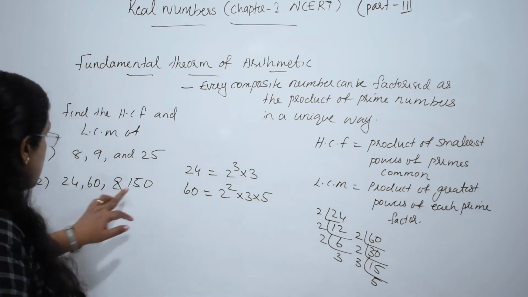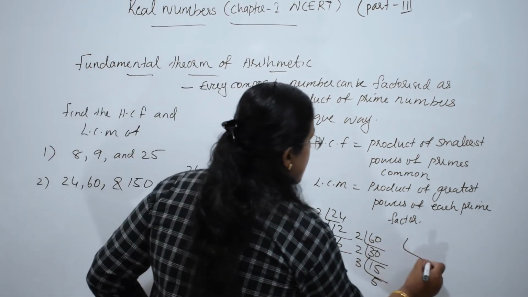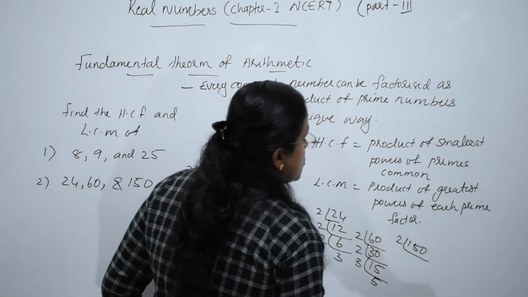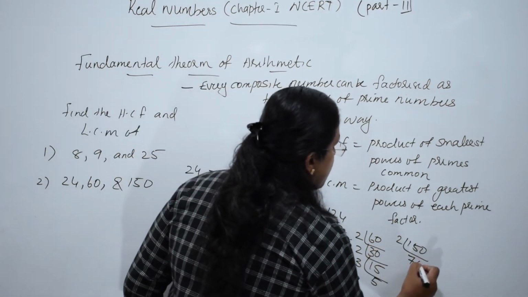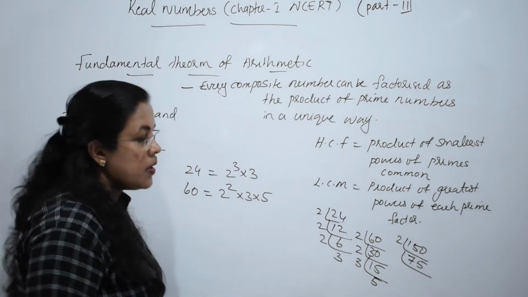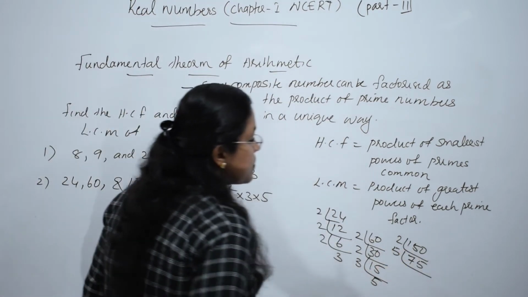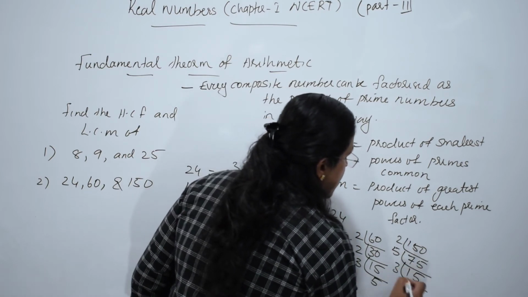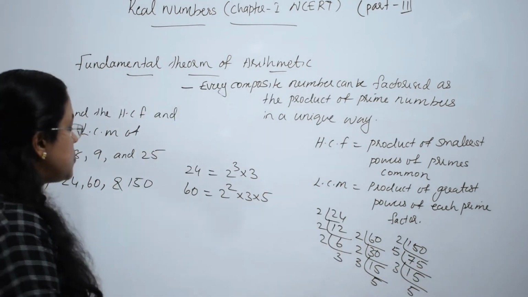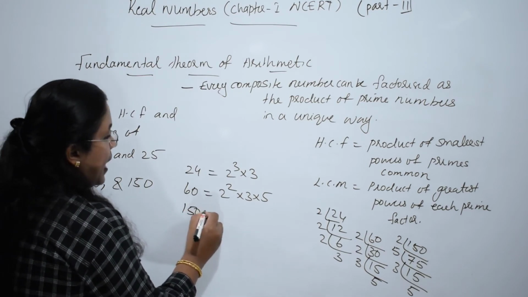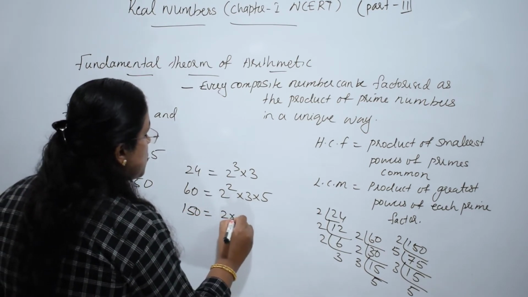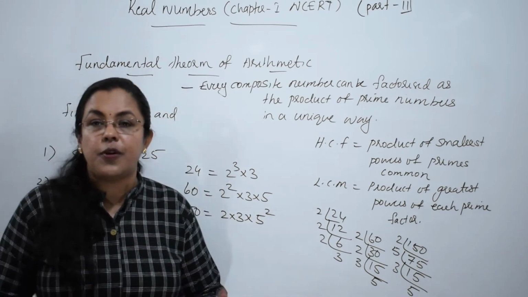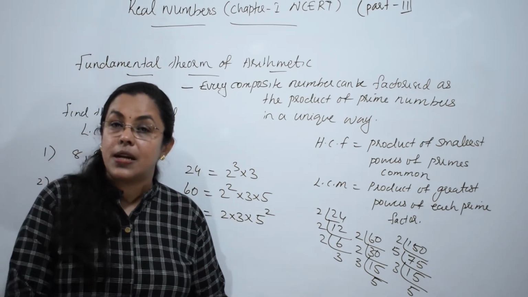Now what is 150? 150 is again an even number. So 2 7s are 14, 5 5s are 25, 3 5s are 15. So we can write 150 as 2 into 3 into 5 square. First step is over. We factorized it. Now what is the next step?